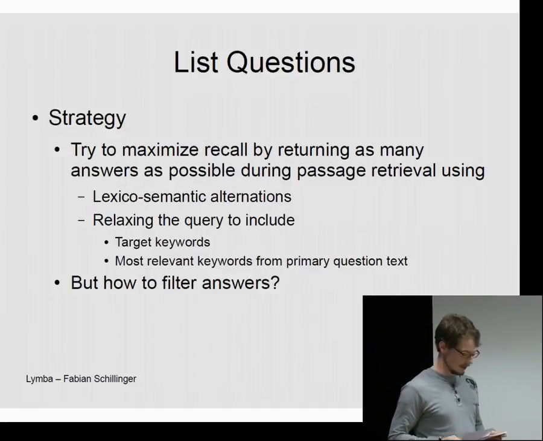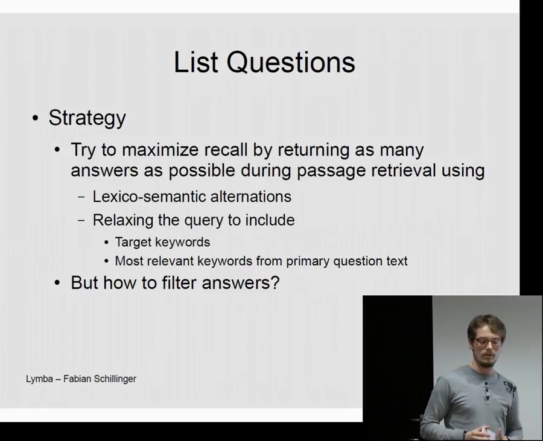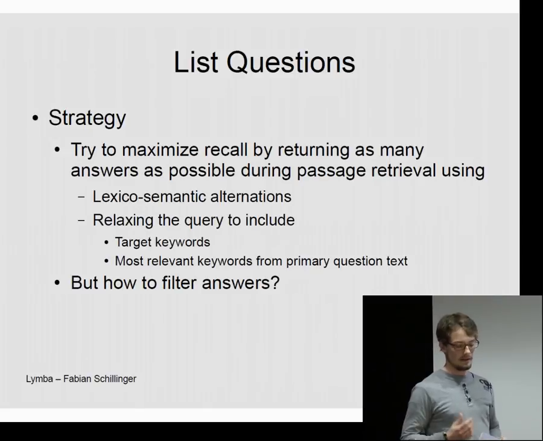One part was the list questions. Here was the strategy to maximize the recall by returning as many answers as possible during passage retrieval. And they used lexical semantic alternations and relaxing the query to include target keywords and most relevant keywords from the primary question text. And they had the question how to filter these answers.